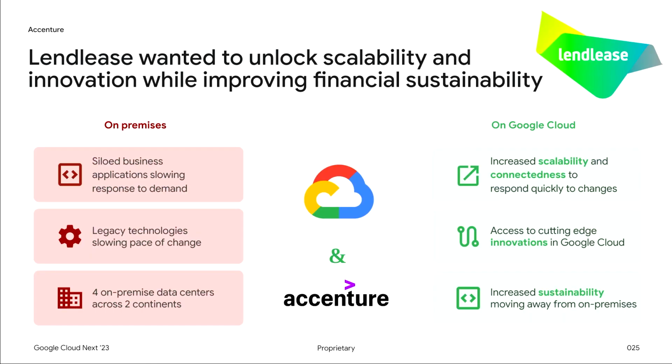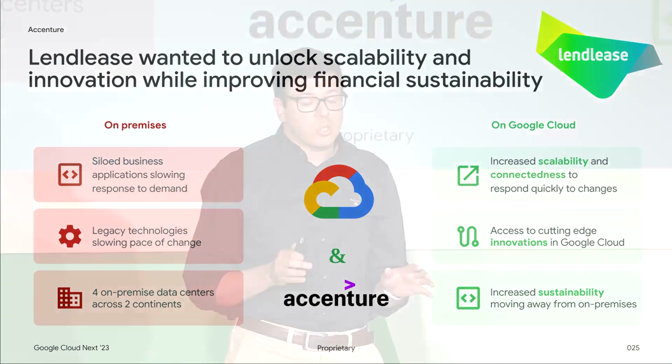So let's talk more about the cloud transformation program and how life looked at Lendlease prior to the transformation. They were running most of their workloads on-premise in 4 different data centers across 2 different continents. Lots of their business apps were siloed, slowing down response to business. They had lots of legacy technologies that were slowing down the pace of change and holding them back from innovation.